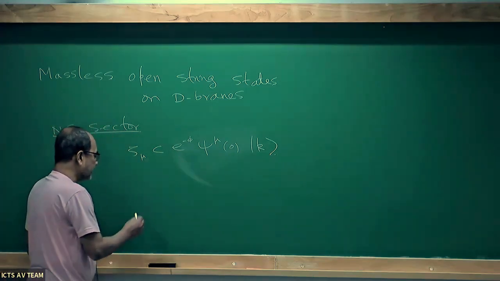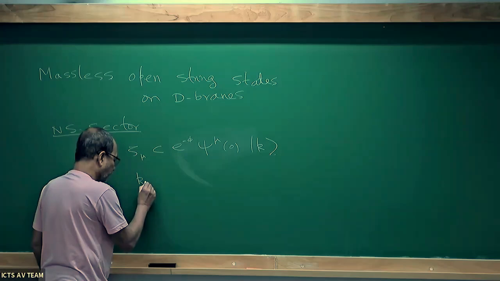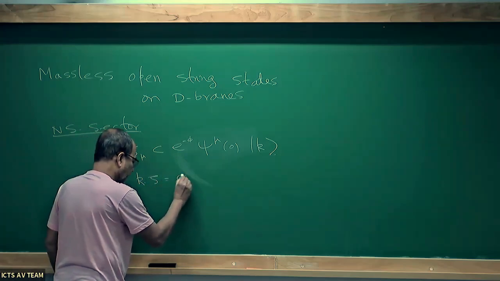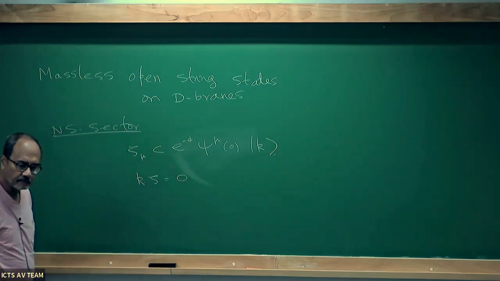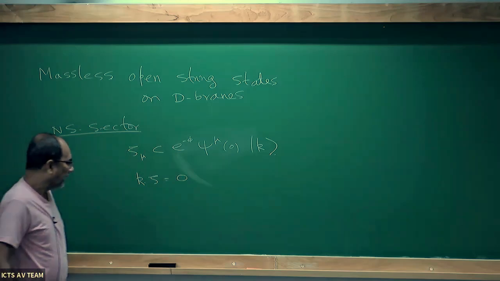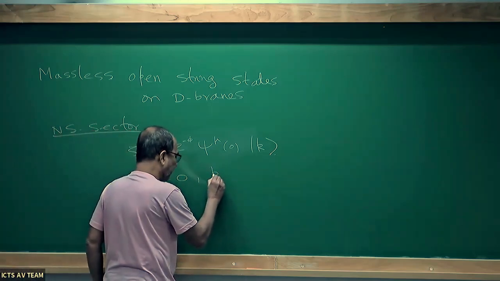And then the physical state condition we have to impose for BRST invariance demands that k dot zeta equal to 0. Okay. And we should remember that k is along the Neumann direction.